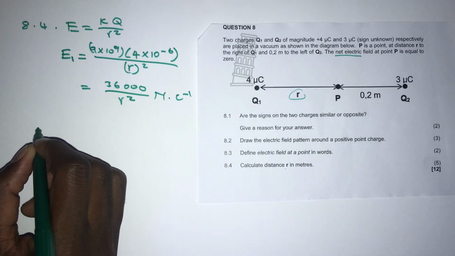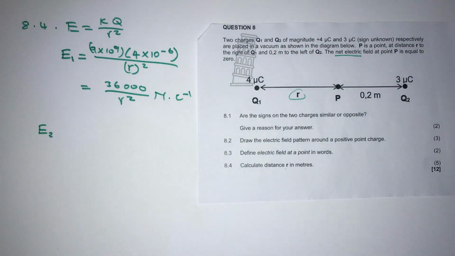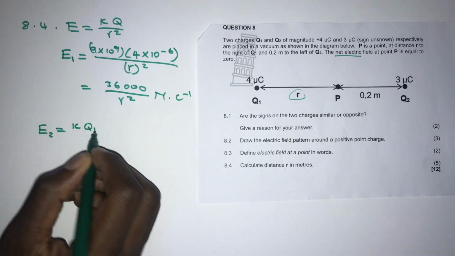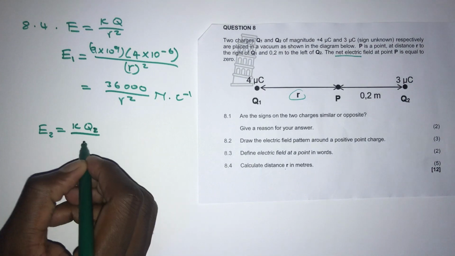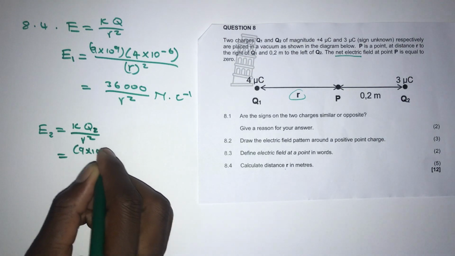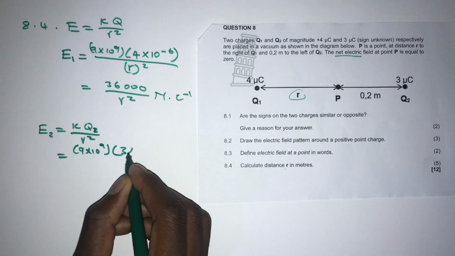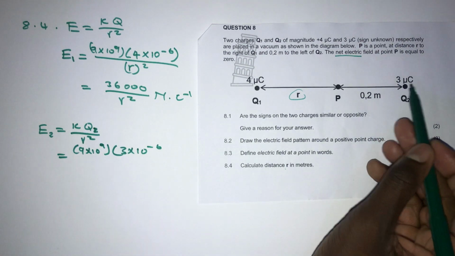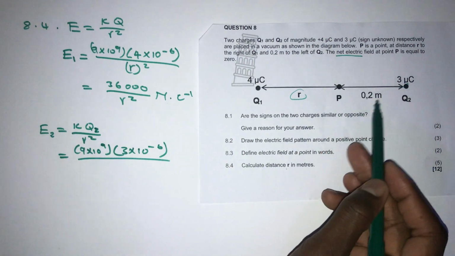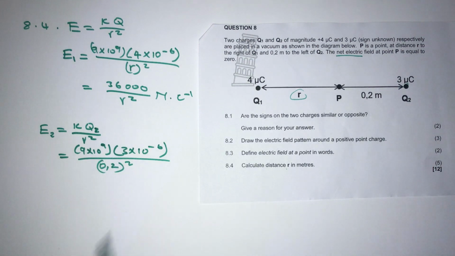So now let's say we are looking for the electric field due to Q2 at point P. So let's just write E2, and then kQ2 over r squared. So our k is 9 times 10 to the power 9, and the charge here is 3 times 10 to the power negative 6, micro. And now what is the distance? The distance is 0.2. So this is going to be 0.2 all squared.